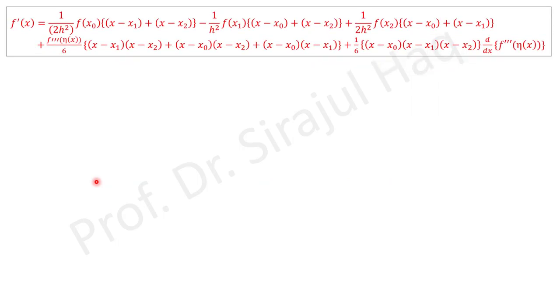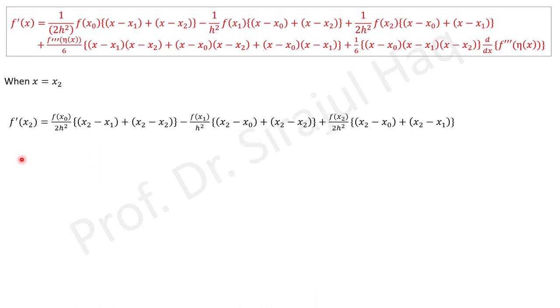Let's see what happens when we replace x by x2. So again, I reproduce the same expression so that things become simple in your understanding. When we replace x by x2, so what happens? X replaced by x2, constants will be there. This will be x2 minus x1, x2 minus x2. Constant that is there, x2 minus x0, x2 minus x2. This is the constant, x2 minus x0 and x2 minus x1. What will happen to the error term? That will be there. I don't know the explicit relation for eta, so I can't substitute x equal to x0 over here.